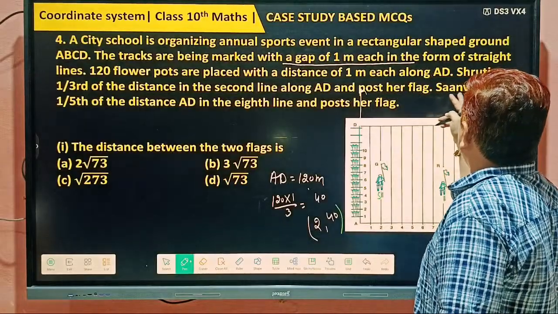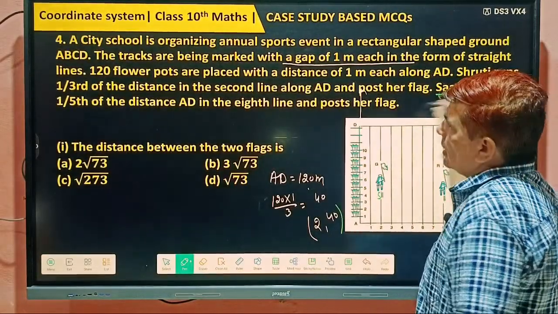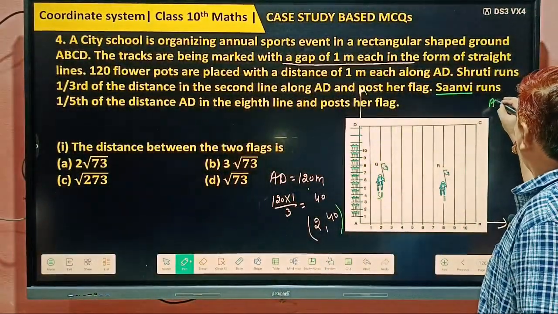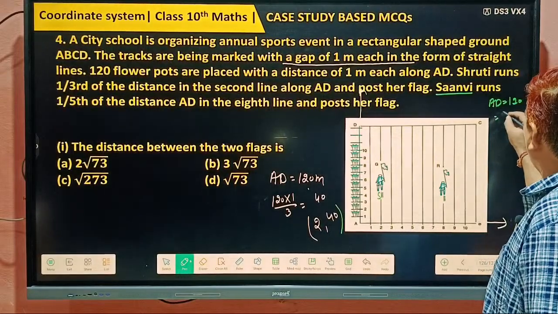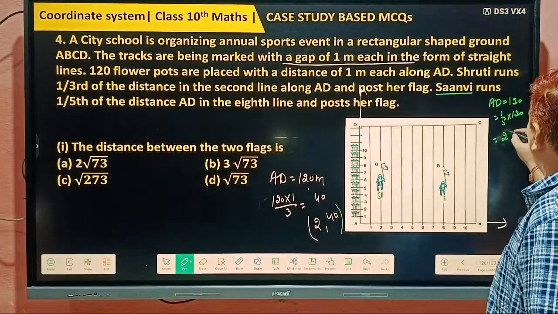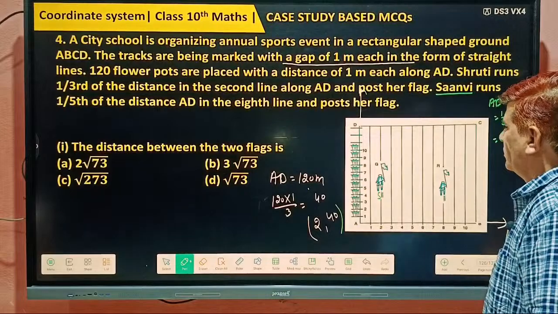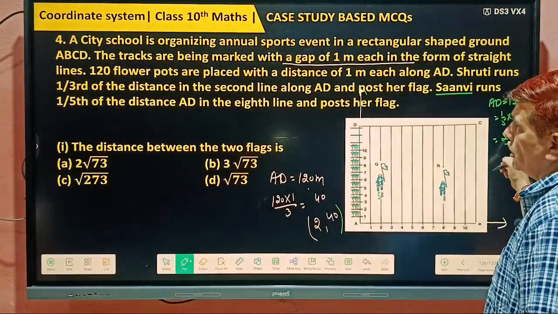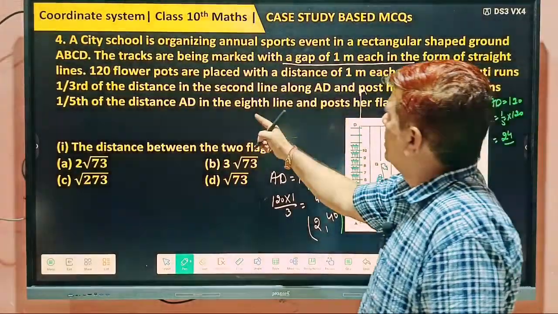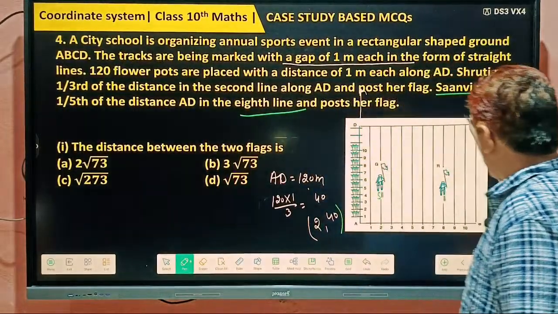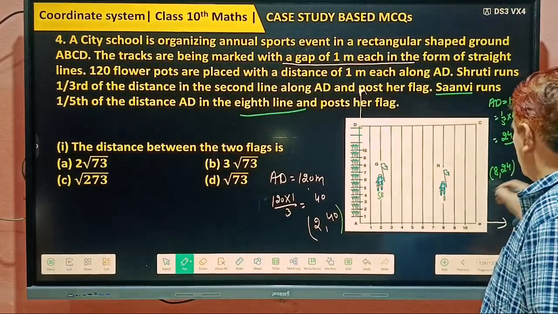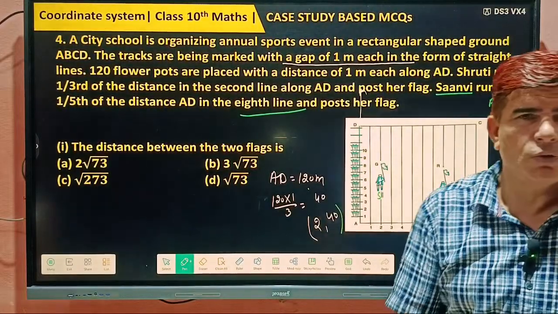And Sanvi runs 1/5 of the distance AD. So first AD equal to 120 and 1/5 of 120 you can easily find out. 5 times 24 is 120. So its y coordinate is 24. Understood? And moving in which line? In the 8th line. So its meaning, x coordinate is what? 8, and this one is 24. If you understood this, you can solve all problems easily.